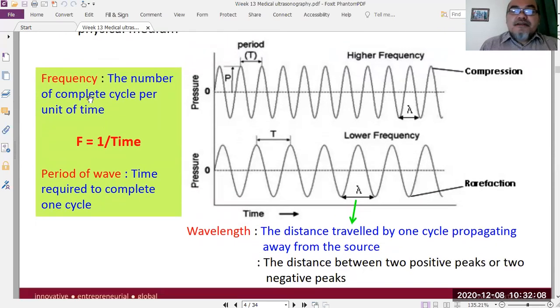The frequency here is defined as the number of complete cycles per unit of time. F is equal to 1 over the period. The period of the wave is the time required to complete one cycle. The wavelength is the distance traveled by one cycle, for example from here back to here, depending on where you start. It is the distance between two positive peaks or two negative peaks, like in the cosine function.